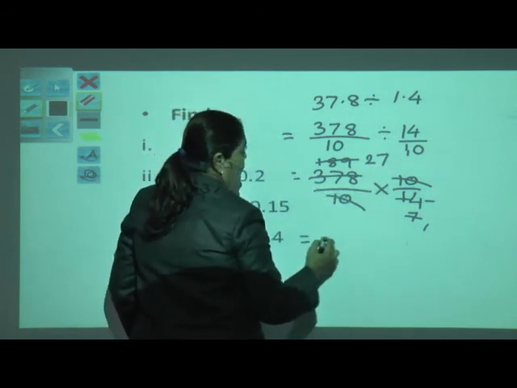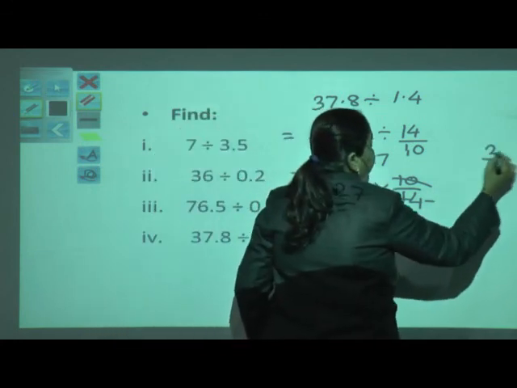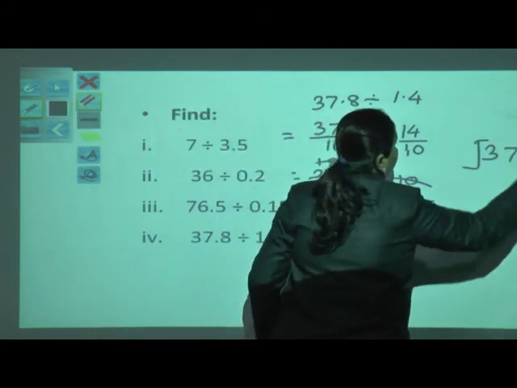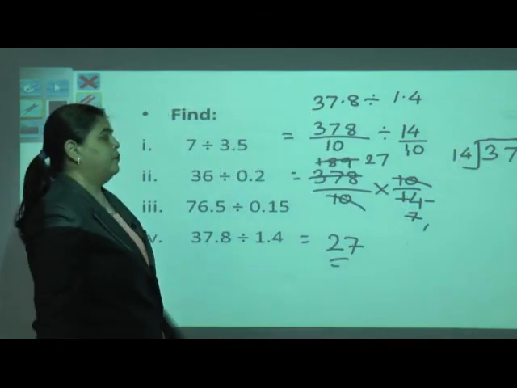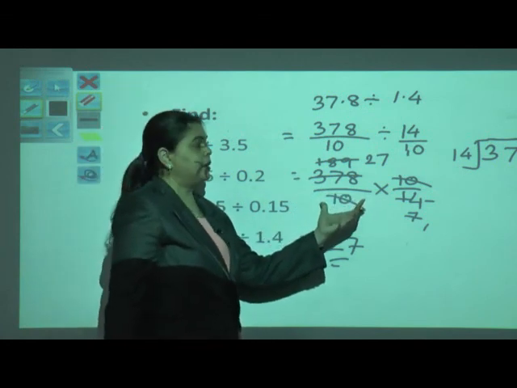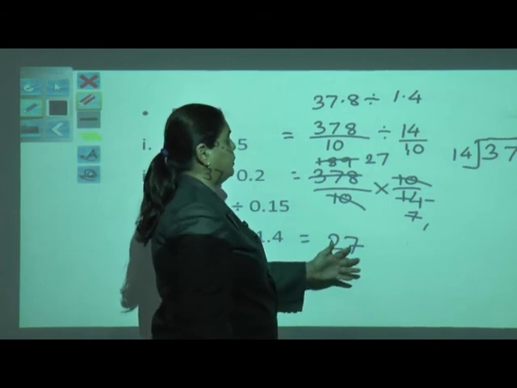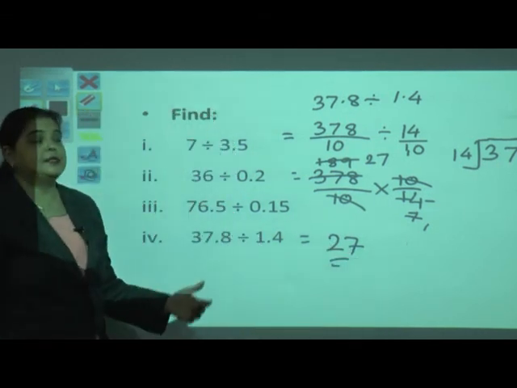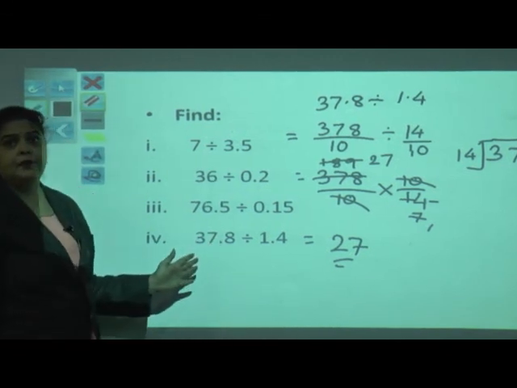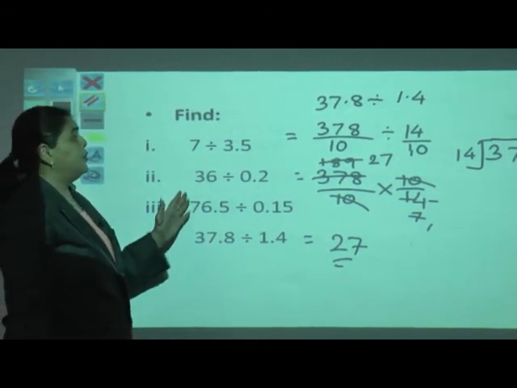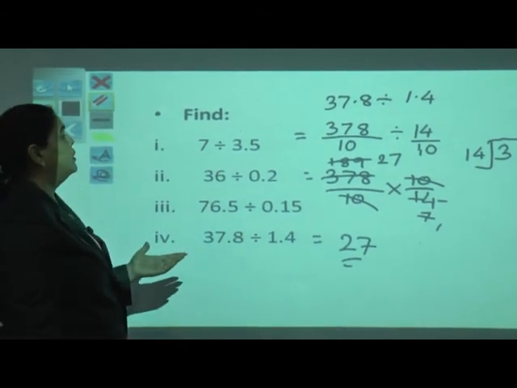If you don't know, I will give another method also. If you are unable to do it in the reduced form, you can do the practical division by 14. Both methods, now you are in the 7th class, you have to learn how we can reduce this number. So your answer will be 27. So I think we have done various types of examples here with the divisions of a decimal, even the multiplications of a decimal.